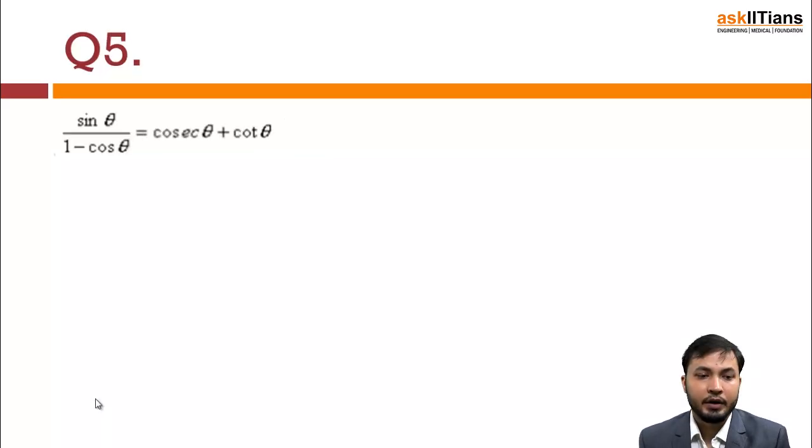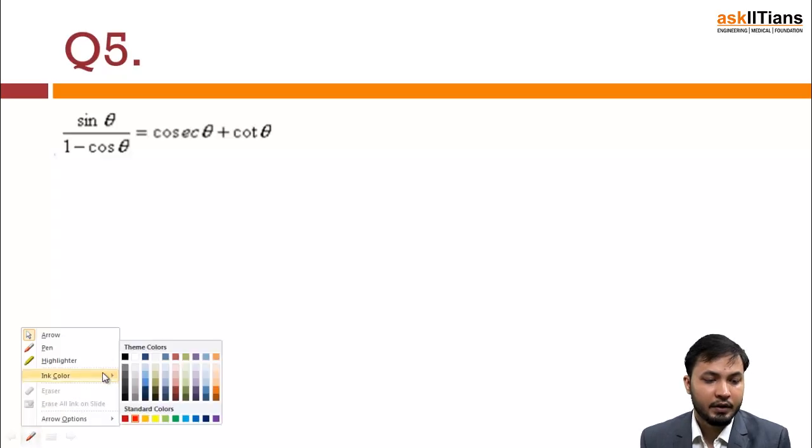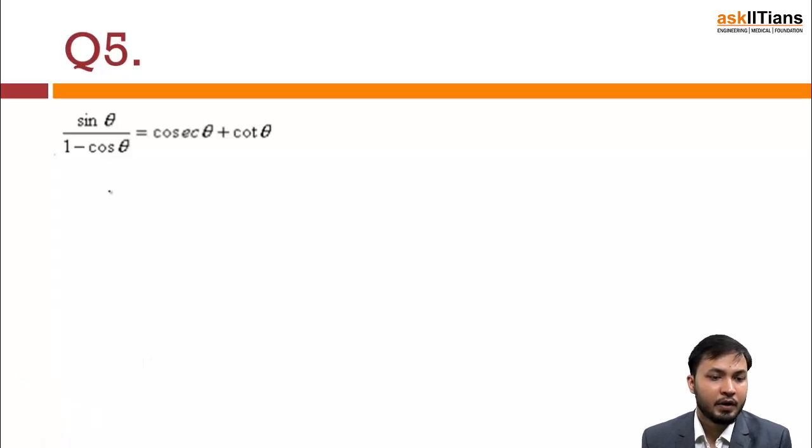Alright, now in question number 5, what do we have? In this part we have to prove that our LHS is equal to RHS, different from all the previous questions that we have solved. Here my left hand side is sine theta by 1 minus cos theta, which is equal to cosec theta plus cot theta.